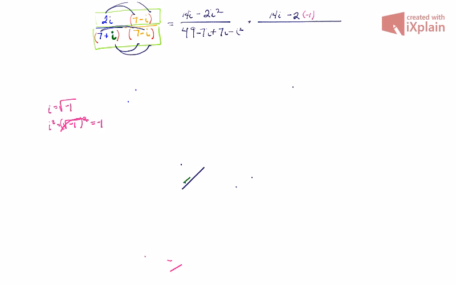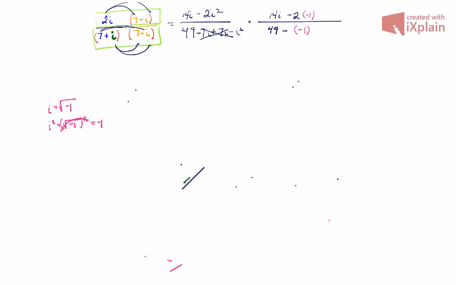Okay, so we'll clean up our denominator. We have 49. Notice that the two middle terms that you have here are additive inverses of each other, so they're just going to cancel each other out. And then we have a minus, and then we have that i squared turns into a negative 1.